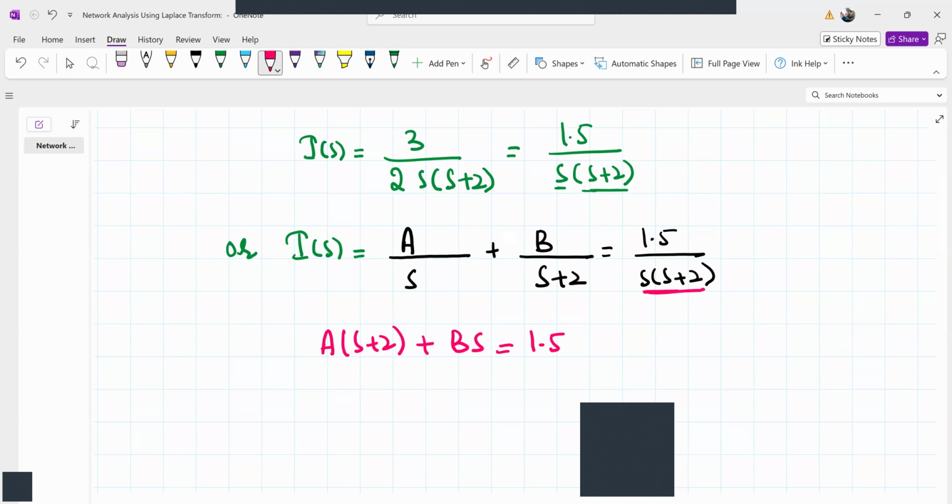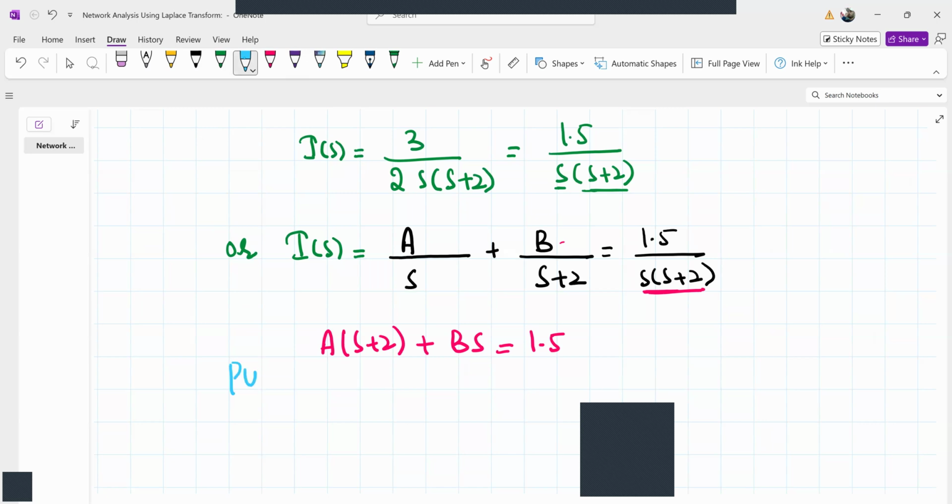Once we multiply both sides by s into s plus 2, s and s will cancel, and we'll have s plus 2. Similarly, when we multiply s into s plus 2 to this term, s plus 2 and s plus 2 will cancel. We will be left with s. Now to find a and b, let me put values.